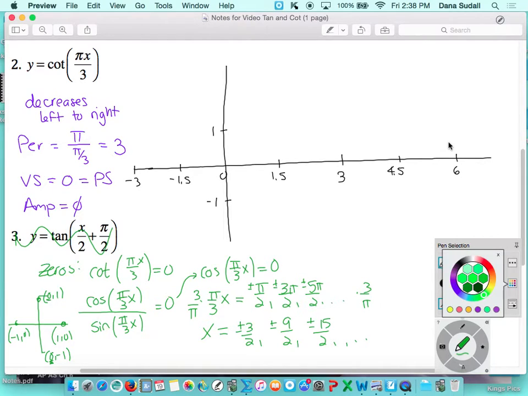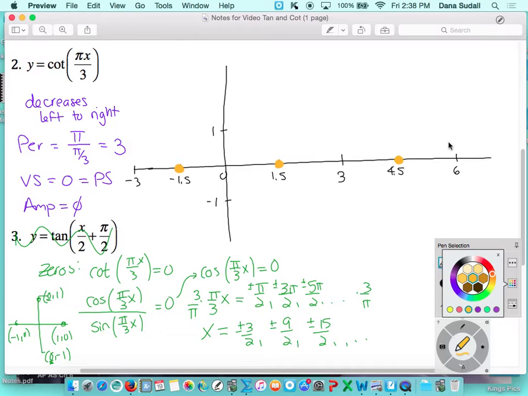Remember, let's see here. So 3 over 2, that's 1.5, so that's going to be a 0. 9 halves, that's 4.5, that's going to be a 0. I don't have 15 over 2 on here, but I do have negative 3 over 2, which is negative 1.5.